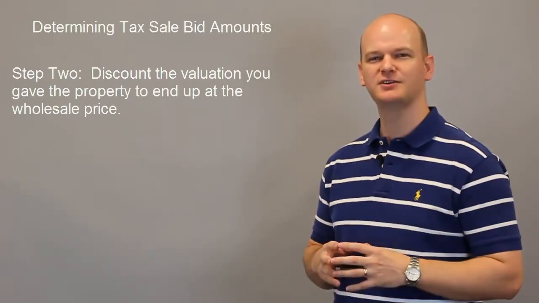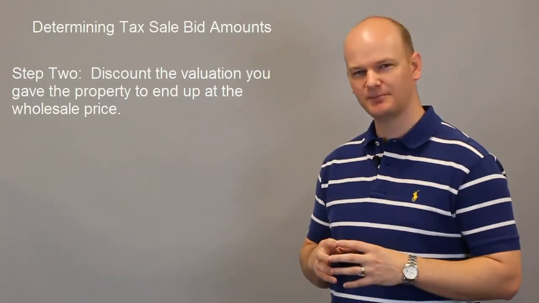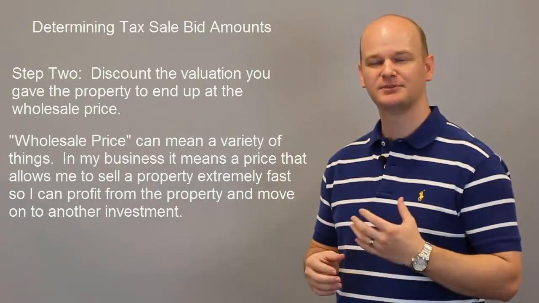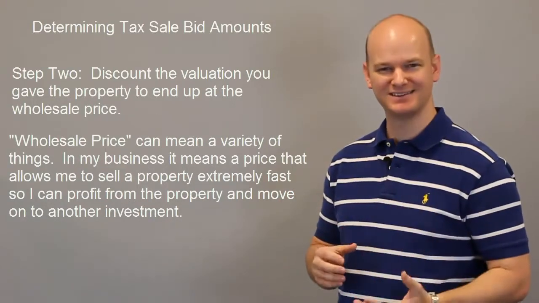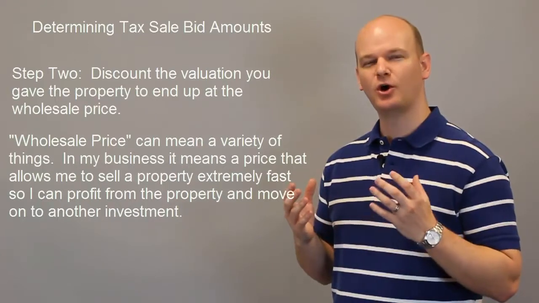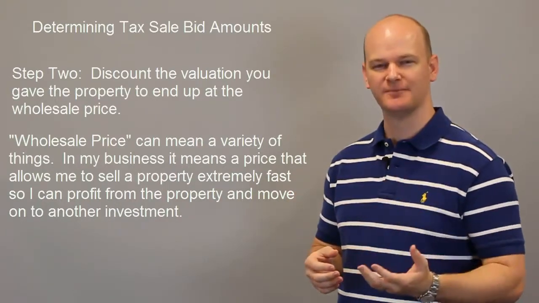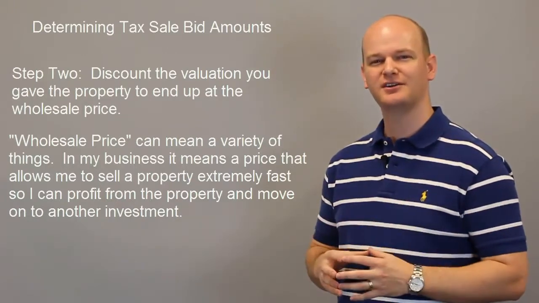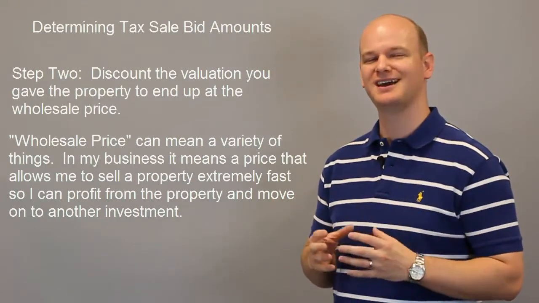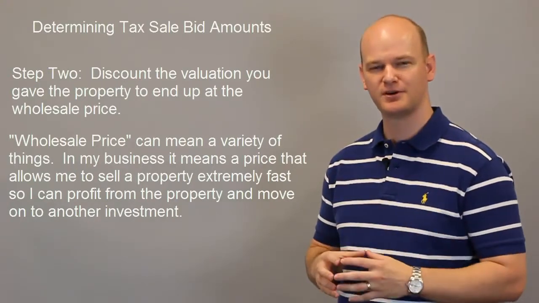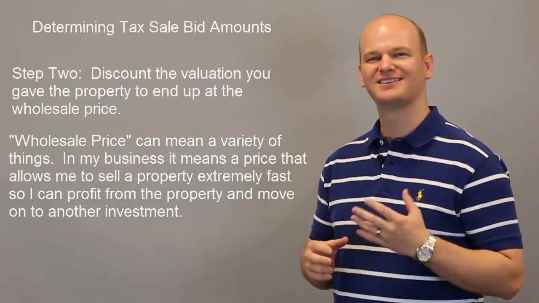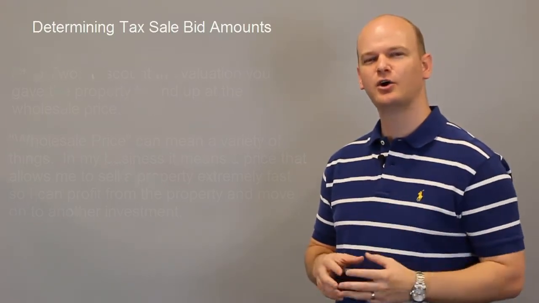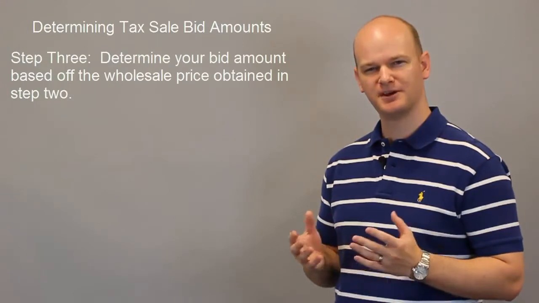My wholesale price is a number that I know I can sell a piece of property at very, very quickly, usually within days, sometimes hours, and even sometimes minutes of pricing that property at this wholesale discounted price. Other investors might take 10% off of a retail value. I'm going to cut the retail value down substantially, and I'm going to say this is my wholesale price. This is the figure that I know I can sell it very quickly. And then from there, step three is you use that wholesale price to determine your bid amount.